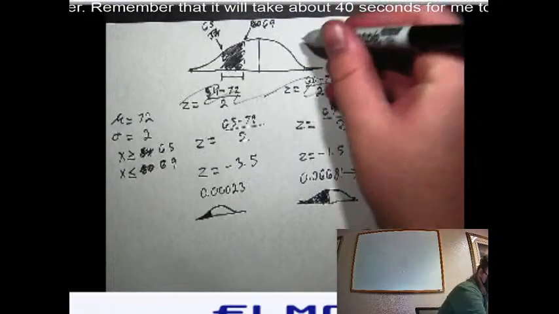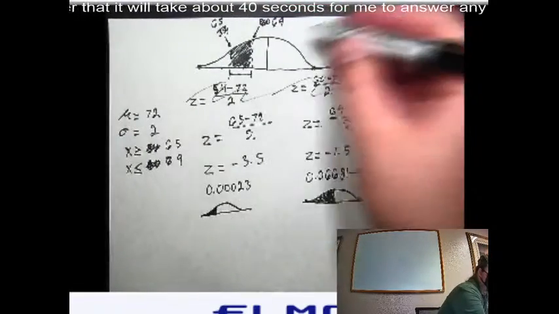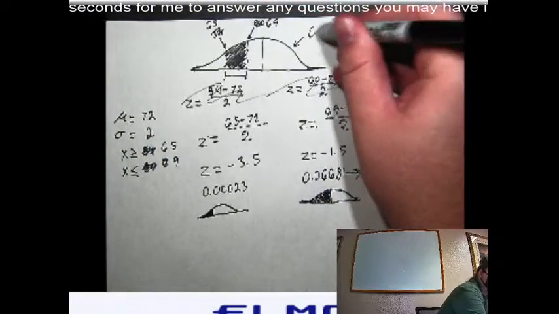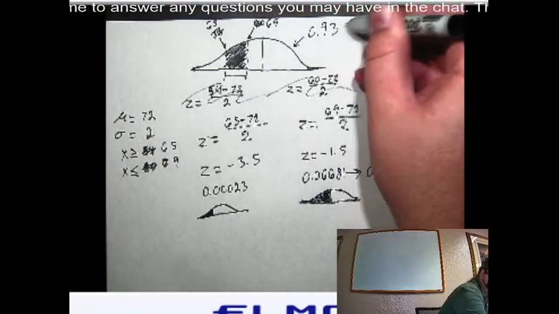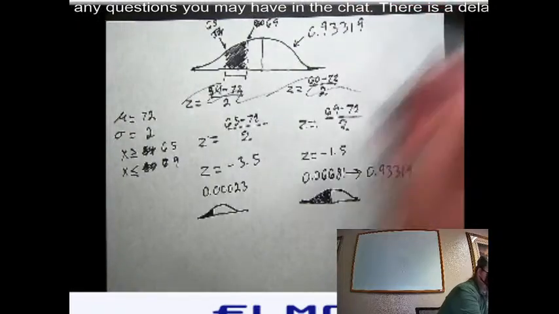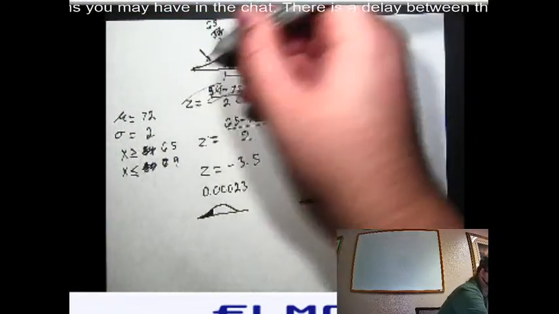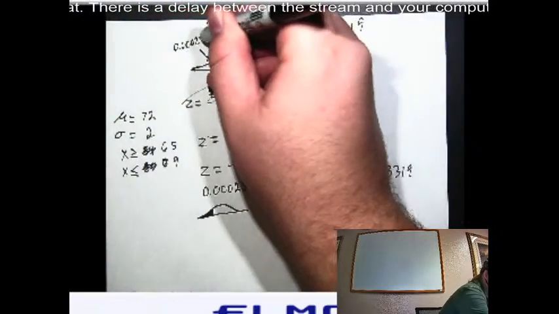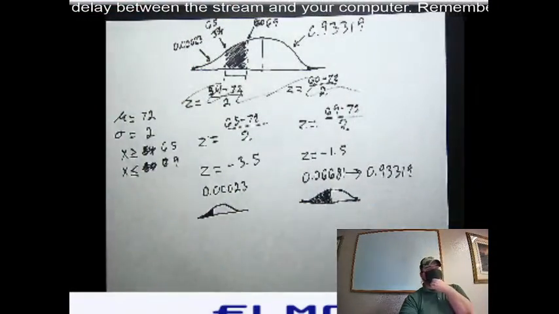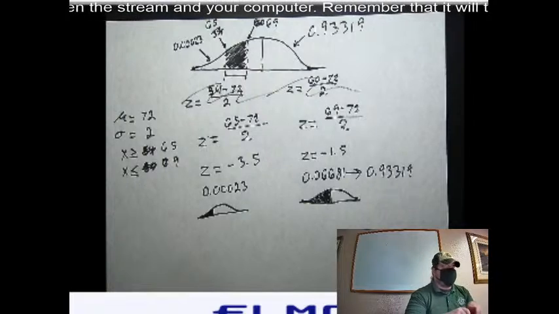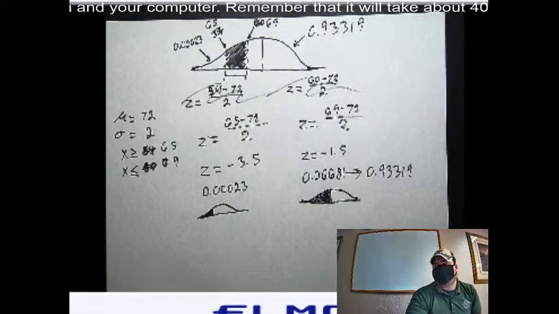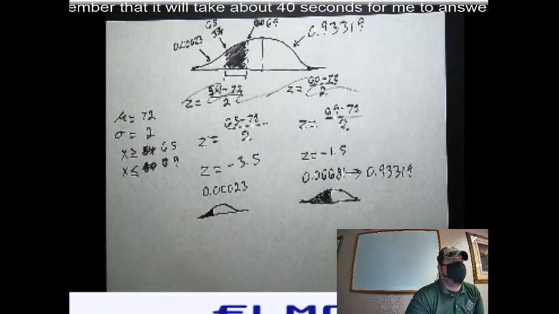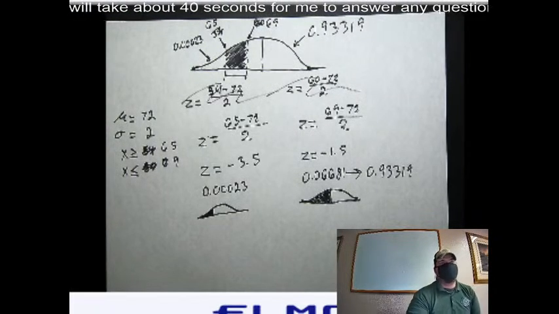So again, if we think about it, this whole side right here is 0.93319, and this side right here is 0.00023. And that's the stuff we don't want. So what do we need to do now? Yeah, subtract them from 1, both of them from 1.